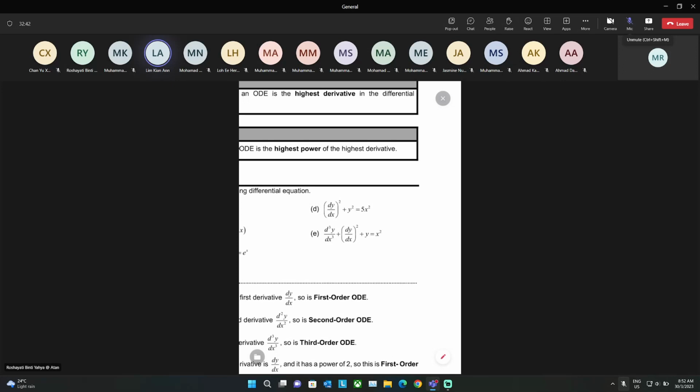Because the degree depends on the highest power of the highest derivative. Yes, for degree you need to look at the highest derivative. The highest derivative is third order here. So third order, first degree. Okay? Okay, very good.